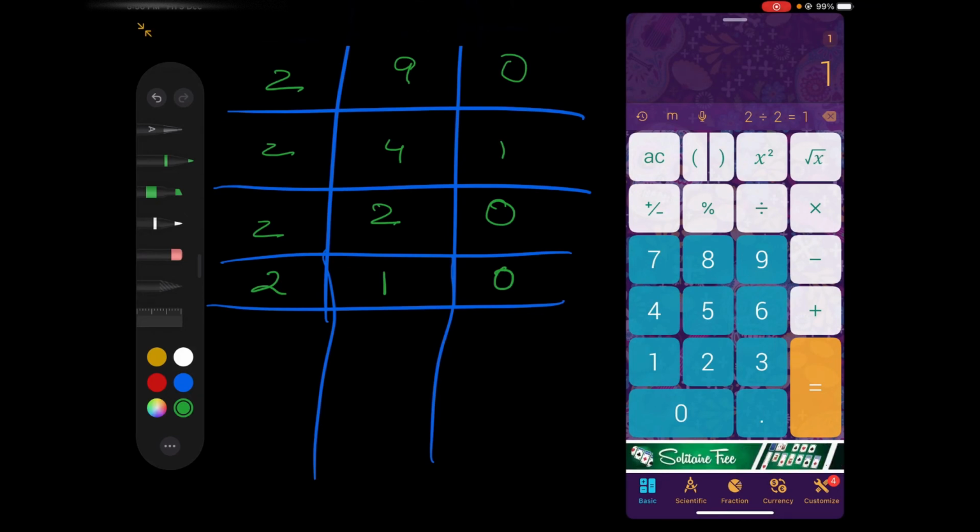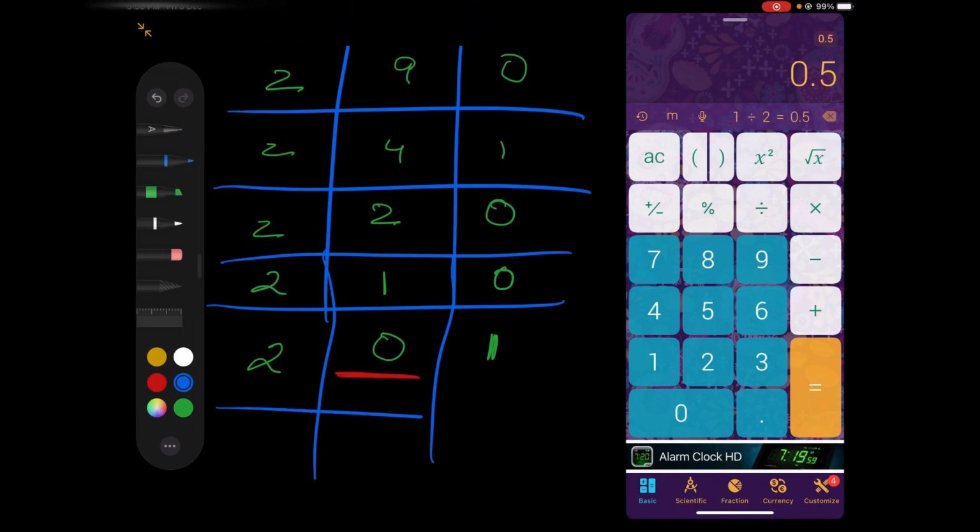And then we have to again divide 1 by 2. So 1 divided by 2, we are getting 0 and 0.5. So we are writing here. So when you get here 0, you are going to stop. This is the end. This is the final end. And then you don't have to continue further.